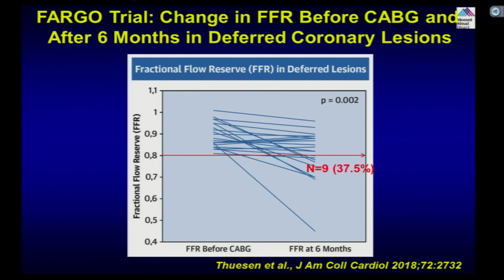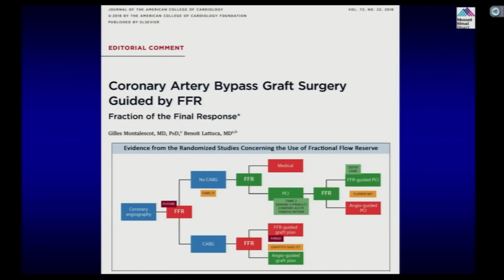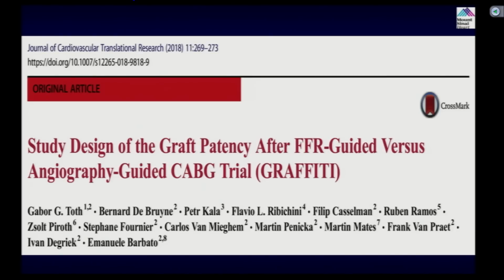So that was really alarming, the change in FFR of the deferred lesion, and so they basically concluded that FFR did not have any advantage compared to angio in terms of the clinical outcome, but FFR was reduced significantly after 6 months in the deferred lesion. So big concern, because we know once you are less than 0.8, these patients are going to have an event at follow up. So big trouble, and the nice editorial says that FFR is just a part of the whole equation. And there is one major randomized trial, from the same group which you presented earlier, the GRAFFITI. And we will answer this.